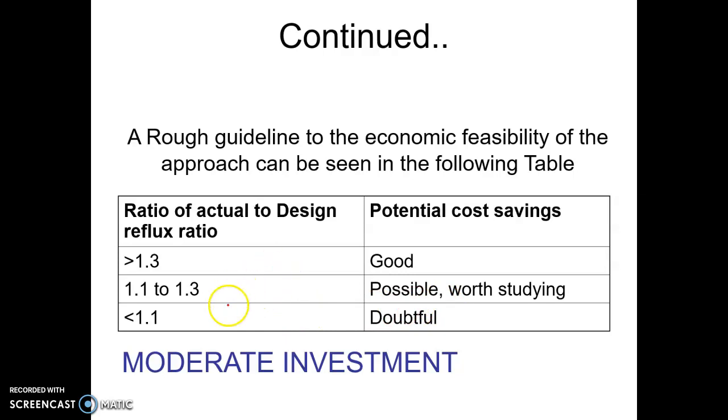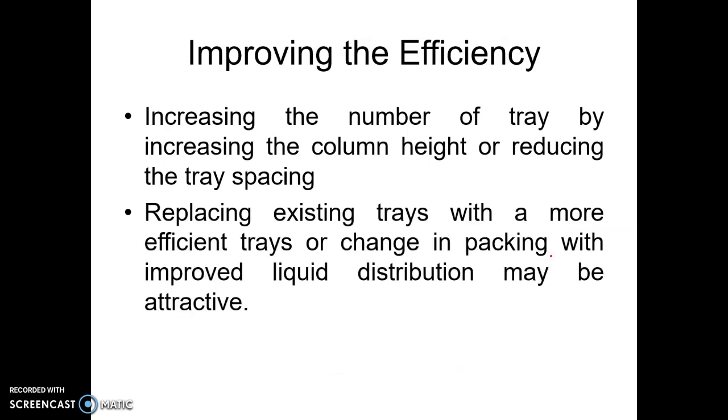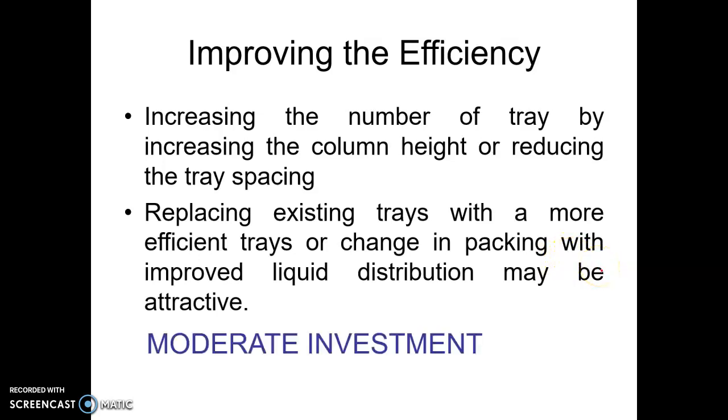But if this ratio is less than 1.1, that is, your design ratio and actual reflux ratio are more or less the same, then there is something else. So you need to change and replace those internals, which may lead to some moderate investment. You can also improve the efficiency by changing the type of tray, right, or changing the tray spacing. All these things can be done while the plant is in shutdown mode, and that attracts some amount of investment.